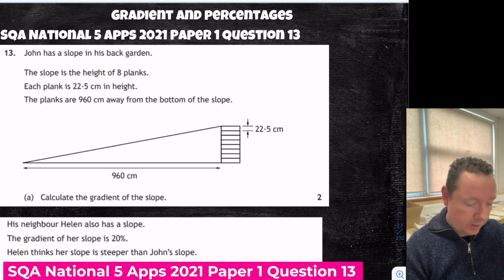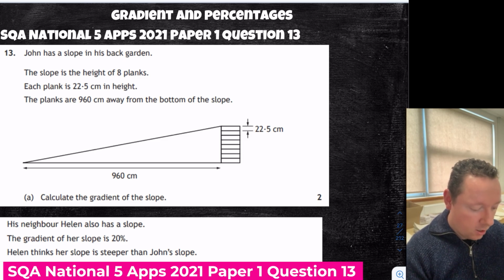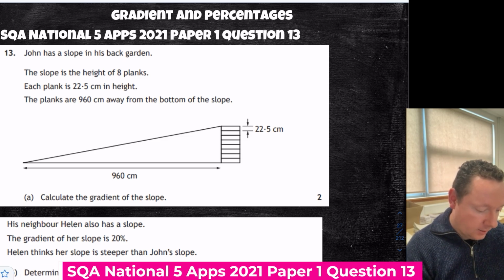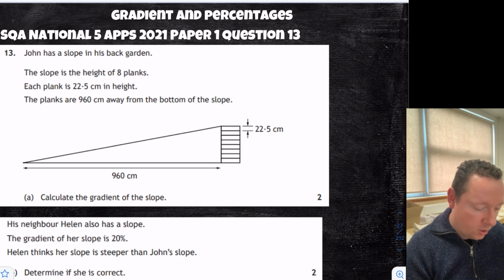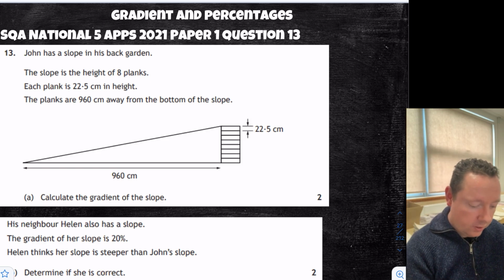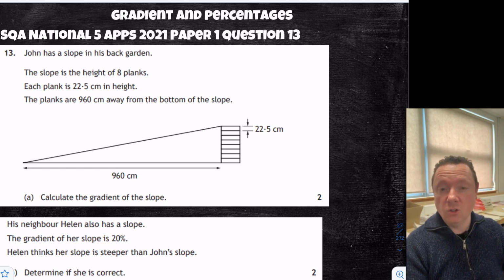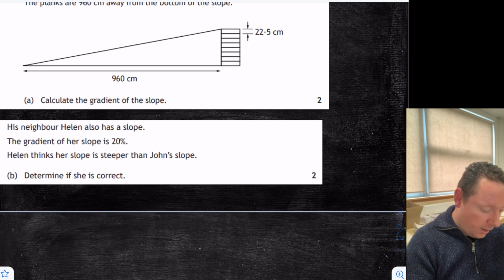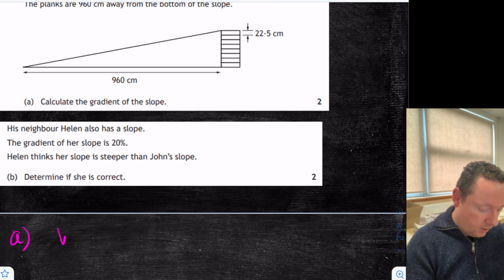Gradient and percentages, SQA National 5 Apps, 2021, Paper 1, Question 13. John has a slope in his back garden. The slope is the height of 8 planks. Each plank is 22.5 centimetres. There's 960 centimetres away from the bottom of the slope. Calculate the gradient. So the gradient, remember, is the vertical over the horizontal. So for part A, gradient equals vertical over horizontal.